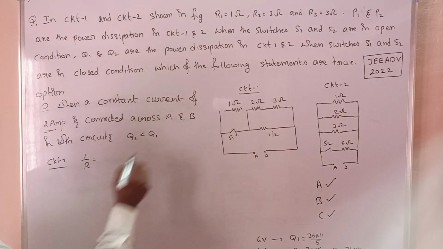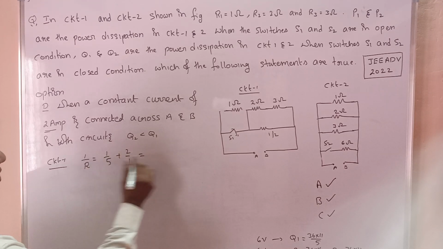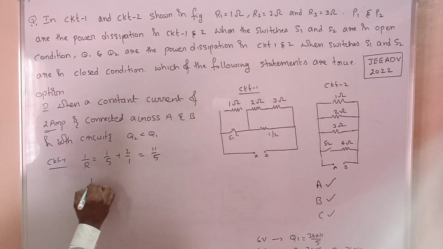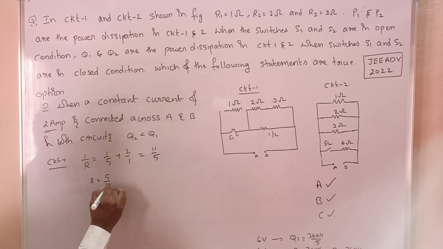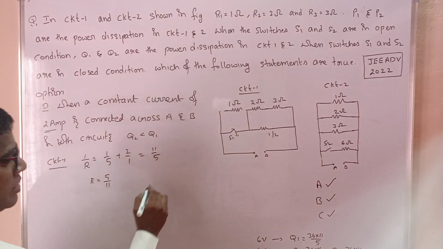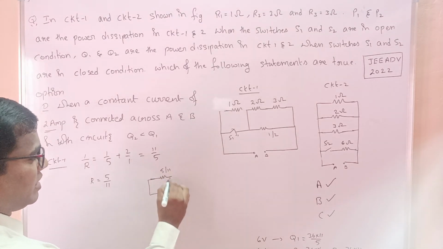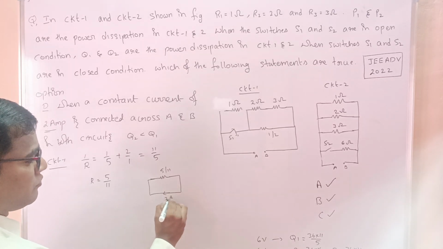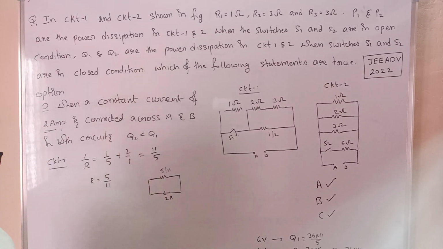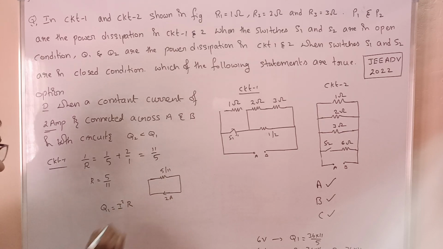So 1 by R is equal to 1 by 5 plus 2 by 1, so you can write 11 by 5. So R is equal to 5 by 11. If I modify the circuit, it will be this one, 5 by 11. And how much current is flowing? Current is 2 amperes. When 2 amperes of current is flowing, power, which I will write as Q1, is equal to I square into R.